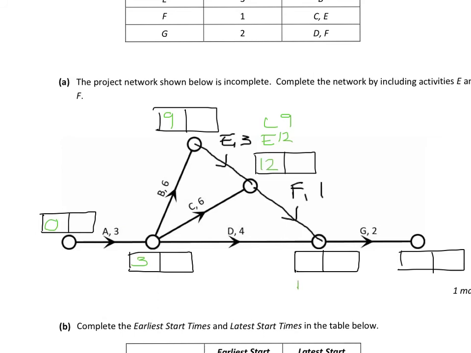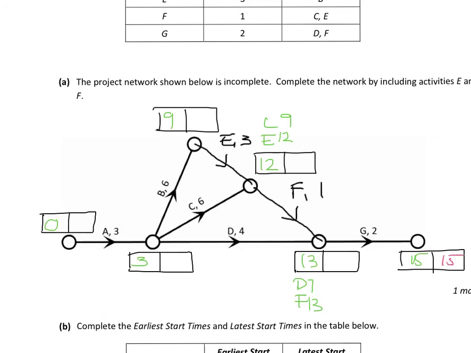Following down F, we've got two paths there, D and F. So D would give us 3 plus 4, 7. F would give us 12 plus 1, 13. So 13 in our box there. And finally, 13 plus 2 gives us 15 at our finish time. Okay, so we can actually answer question C now. What is the minimum completion time? That's 15 weeks.